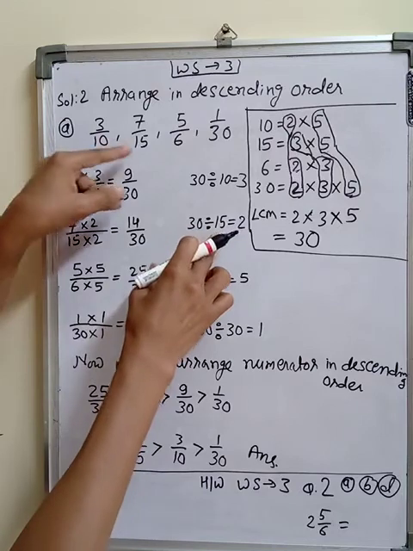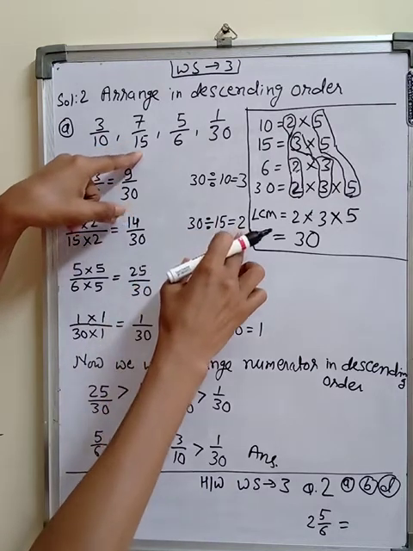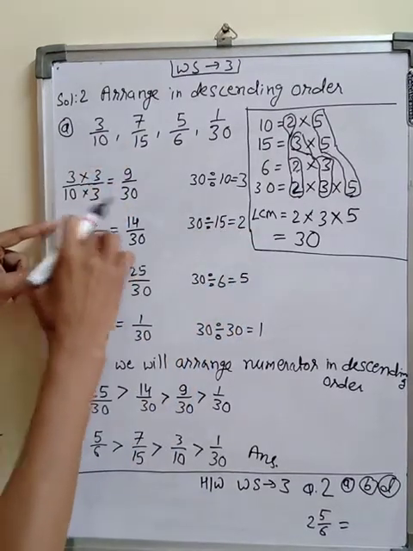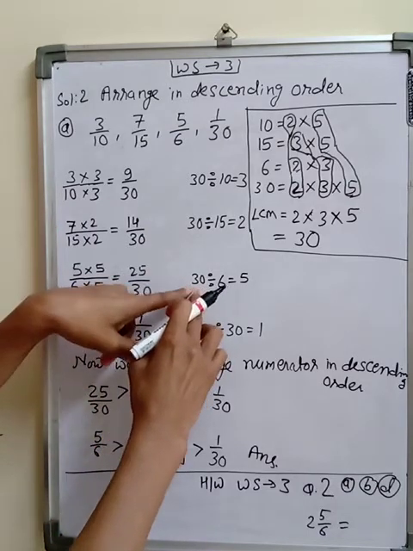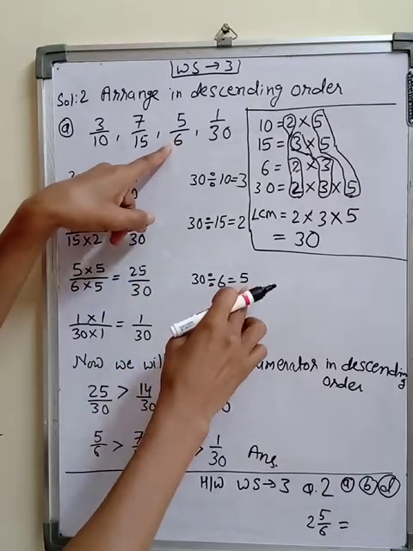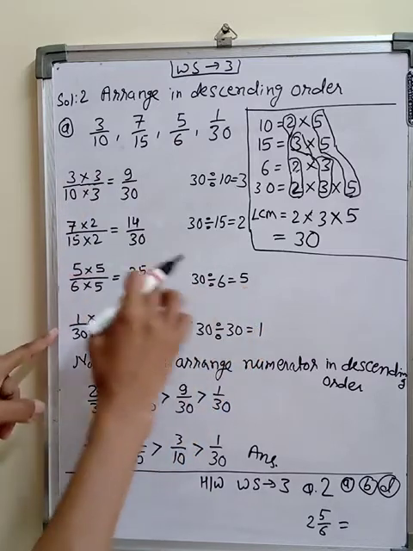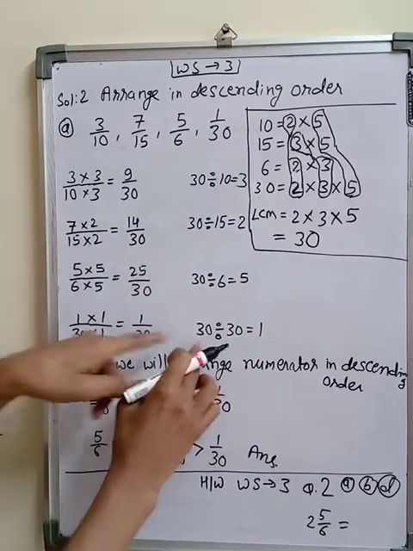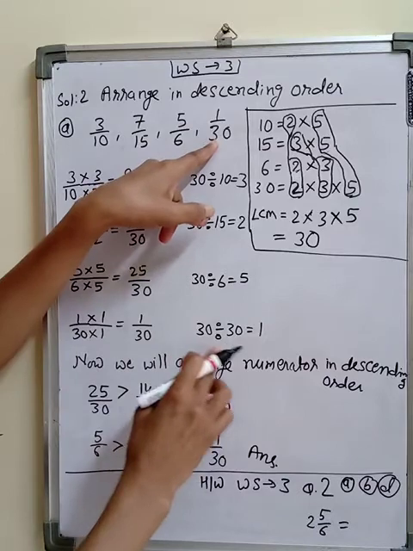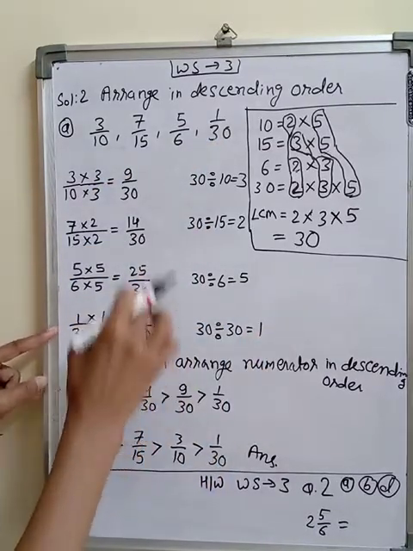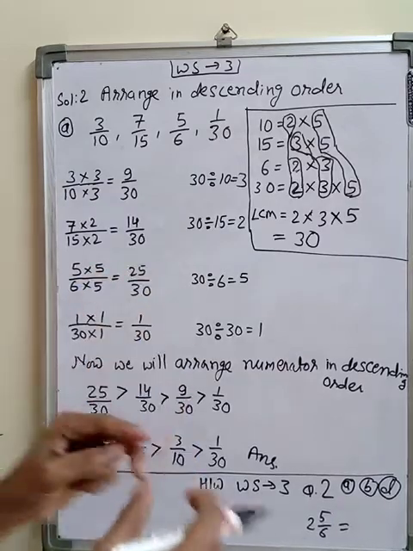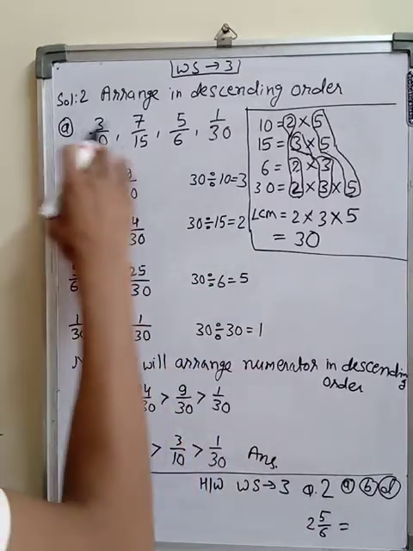30 is divided by denominator 2, and the 15 gives 2, which is multiplied up and down, giving 14 upon 30. Same here, 30 is divided by 6, the answer is 5. 5 is multiplied up and down, and we get the answer. Then 30 is divided by 30, the answer is 1, multiplied by 1 over 1. So these all 4 are the new fractions instead of the old ones.